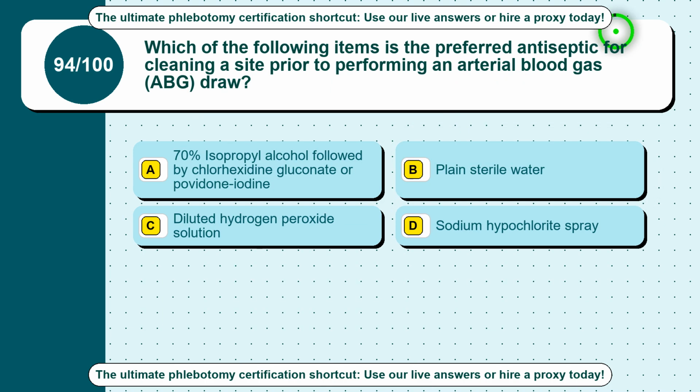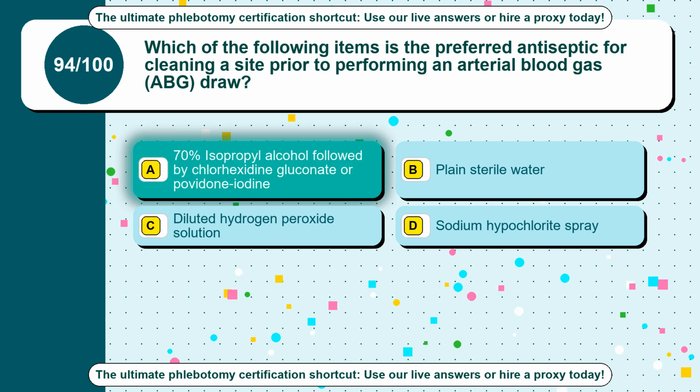Question 94. Which of the following items is the preferred antiseptic for cleaning a site prior to performing an arterial blood gas (ABG) draw? Option A, 70% isopropyl alcohol followed by chlorhexidine gluconate or povidone iodine. Option B, plain sterile water. Option C, diluted hydrogen peroxide solution. Option D, sodium hypochlorite spray. The correct answer is option A, 70% isopropyl alcohol followed by chlorhexidine gluconate or povidone iodine.